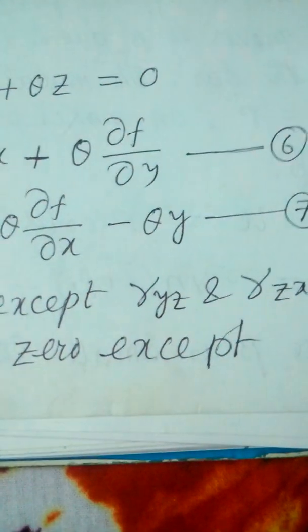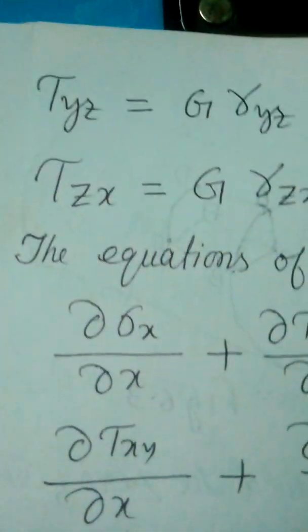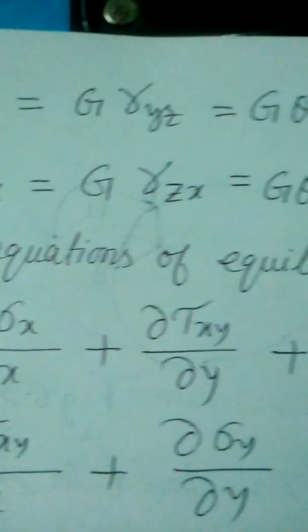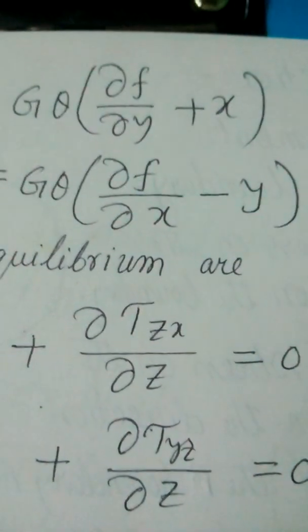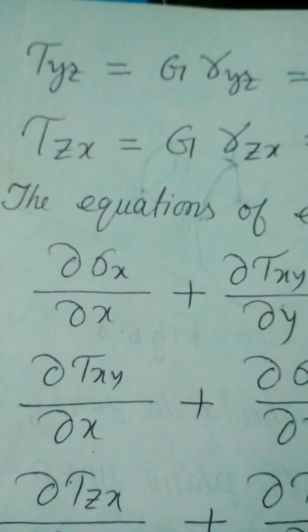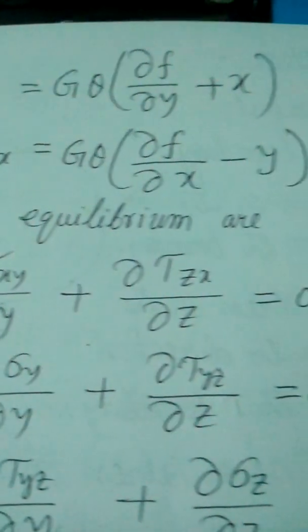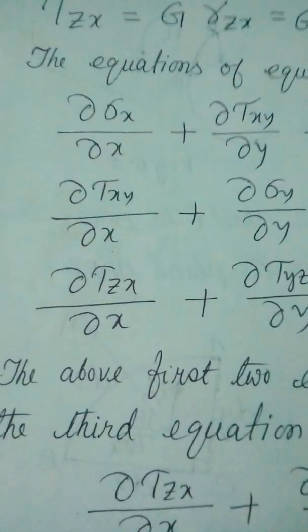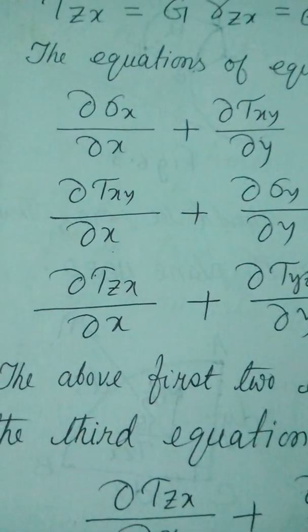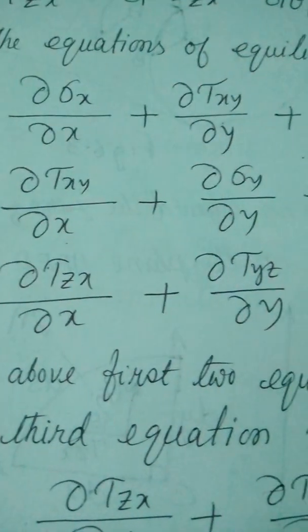Hence all stresses will be 0 except tau yz, which is equal to G into gamma yz, so that you understand. And this one, okay, now we already know these are the equations. Earlier video, you can please see it.